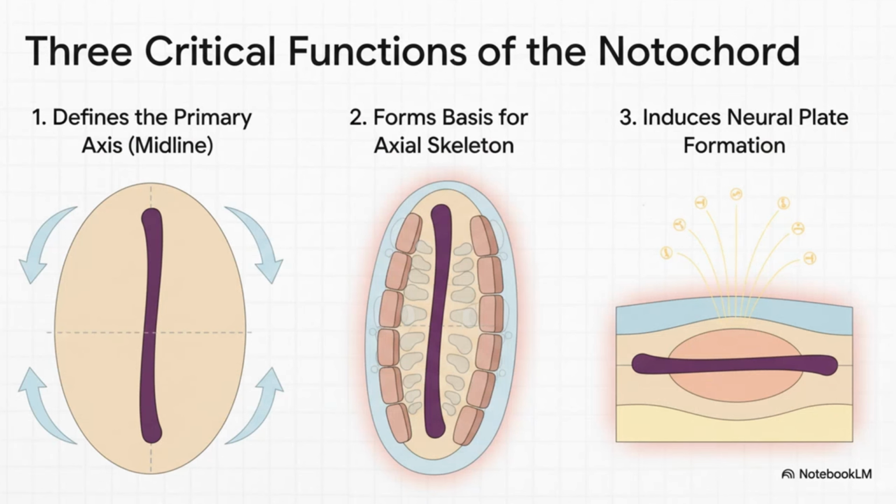Well, it's got 3 massive jobs. First, it defines the primary body axis, which gives the embryo bilateral symmetry. Second, it serves as the foundation for the axial skeleton. That's our future vertebral column. And third, and this one is just so critical, it acts as a primary signaling center. By releasing specific molecules, it basically tells the ectoderm above it to thicken up and form the neural plate, which is the very first step in building our brain and spinal cord.